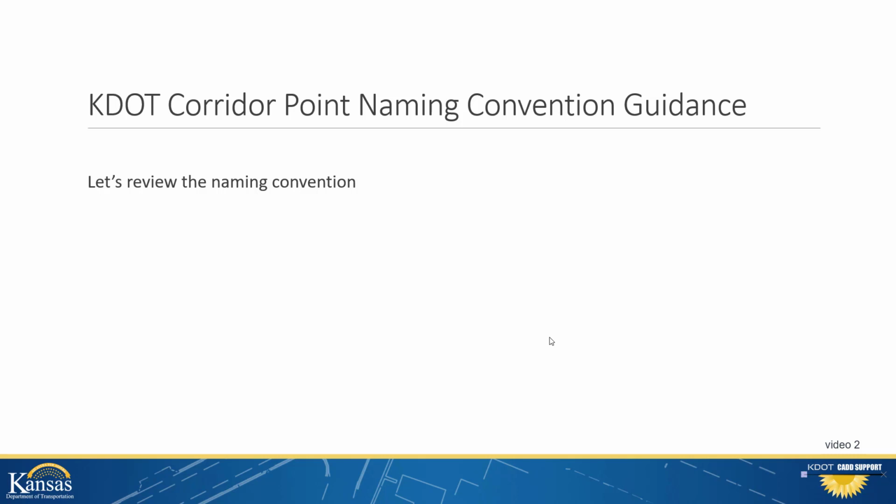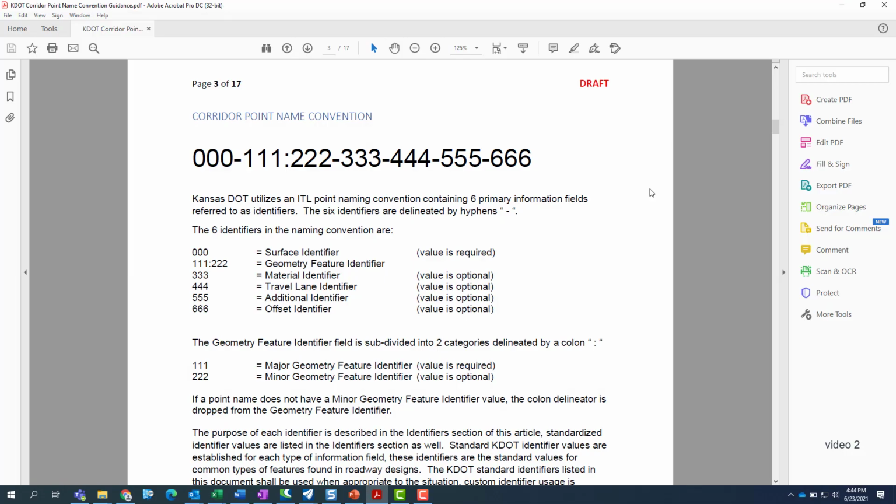Okay, now that we know why consistent corridor point naming is so important, let's take a look at the naming convention. So I'm in a PDF version of the corridor point naming convention guidance document, and we can see here that the format of the corridor point naming convention that KDOT has developed has 6 information fields. You can see it in bold text here.